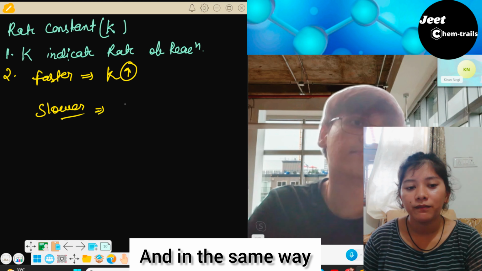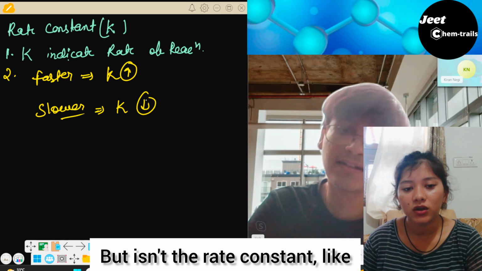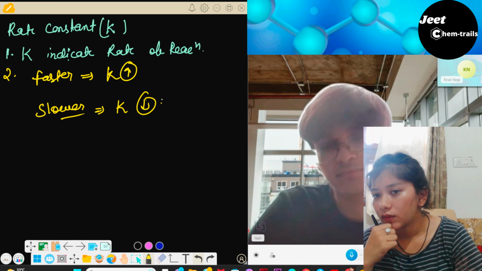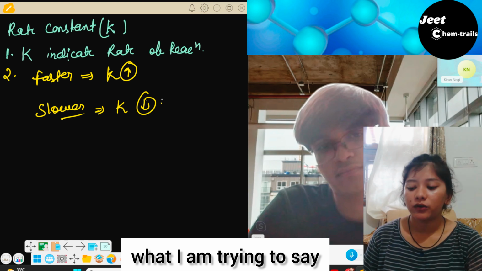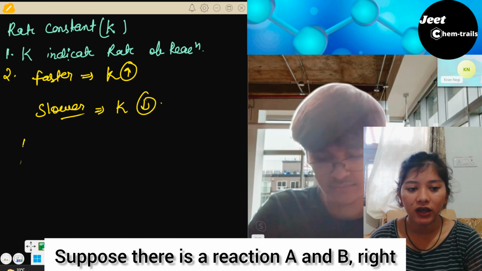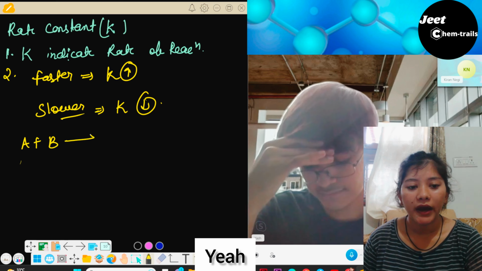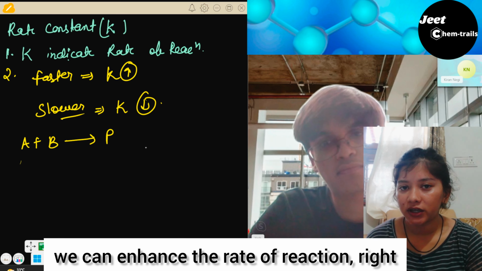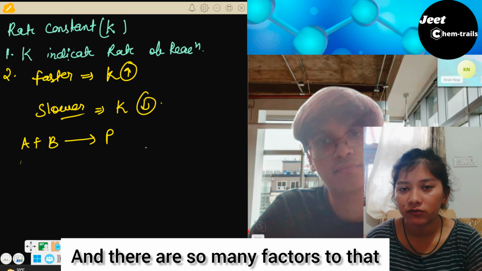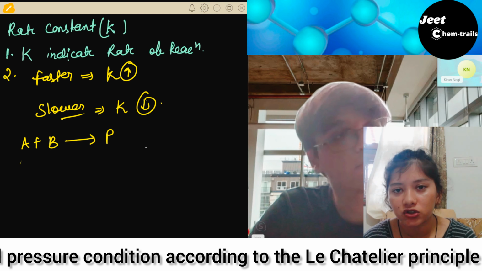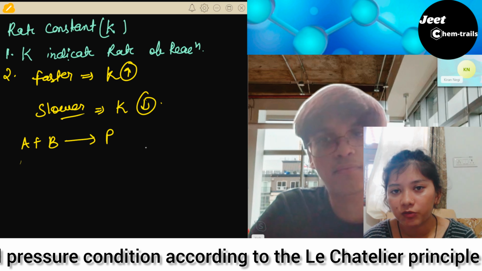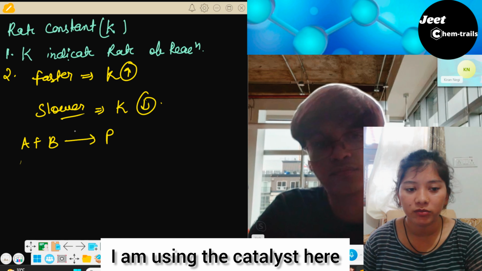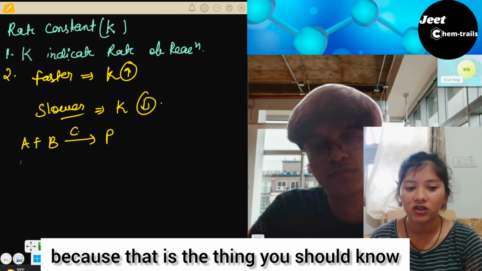And in the same way, wait, is the rate constant literally always constant? Okay, let me tell you what I'm trying to say. Suppose there is a reaction of A and B, right? And we are forming a product. So we can enhance the rate of reaction, right? And there are so many factors to that. There will be some temperature and pressure conditions according to the Le-Chatelier principle. In the same way, we can use a catalyst. I'm using the catalyst here because that is the thing you should know.